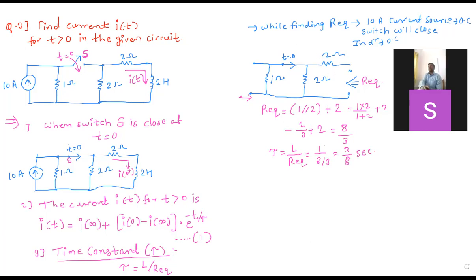Now next, fourth step is what? You have to find out the initial condition, that is I of 0. After that, you have to find out I of infinity, the final condition. And then each and every value you can put in equation number 1 to get the final answer. So this is up to step number 3. Now step number 4, we can start.